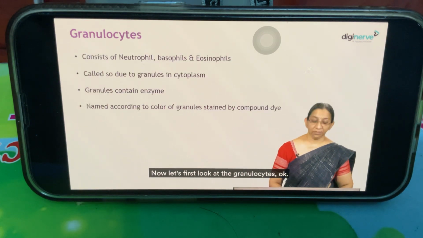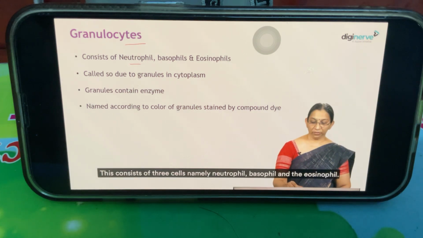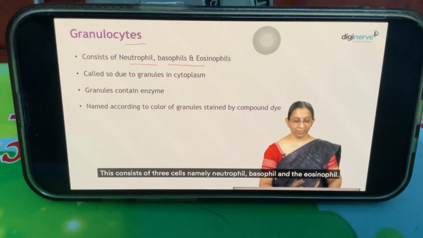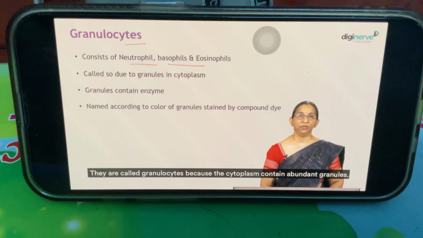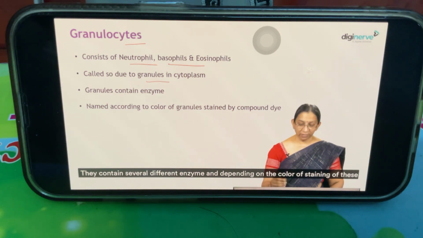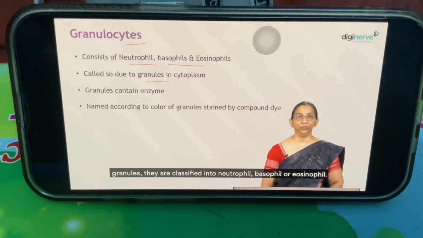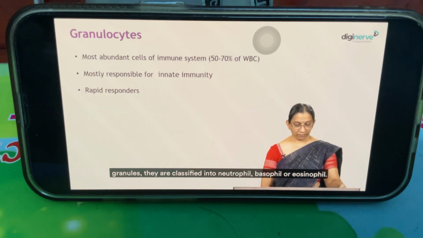Now let's first look at the granulocytes. This consists of three cells, namely neutrophil, basophil and the eosinophil. They are called granulocytes because the cytoplasm contains abundant granules. They contain several different enzymes and depending on the color of staining of these granules, they are classified into neutrophil, basophil or eosinophil.